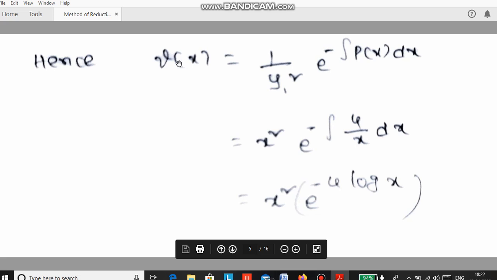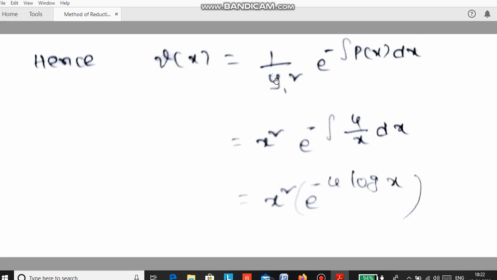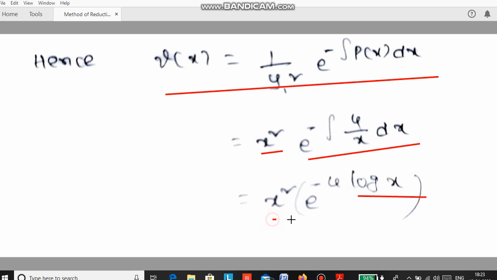Next we have to find the v of x value. So the formula for v of x is equal to 1 by y1 square into e power minus integral p of x dx. So already we know the value of y1. y1 is 1 by x. So 1 by x square becomes x square into e power minus integral 4 by x dx. So minus 4 here, 4 is constant, 1 by x integration is log x. So x square into e power minus 4 log x.